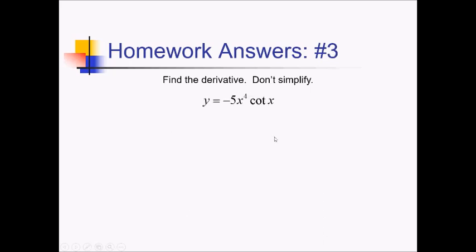For this problem, to find this derivative, we're going to need to use the product rule. So that would be u prime v plus uv prime. Setting up the box and ribbon, we've got the two factors, negative 5x to the fourth and cotan of x. And now for the derivatives of those, our u prime derivative here, that's going to be negative 20x to the third, using the power rule. Derivative of cotan, that's negative cosecant squared of x.